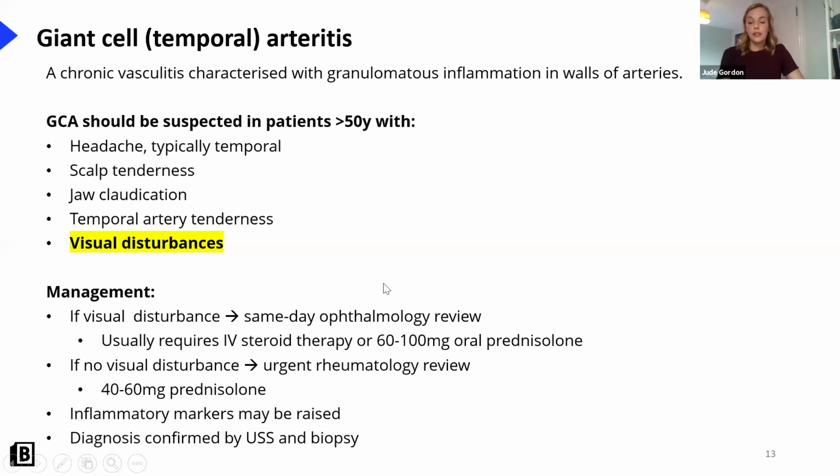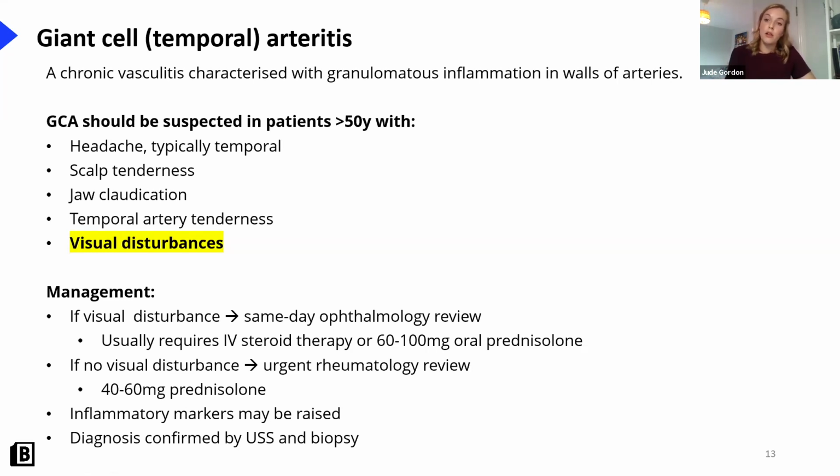So the management is similar in the sense that it's steroids, but at much higher doses than for PMR. If there's already visual disturbance, the ophthalmologists often use intravenous steroid therapy, or if not, very high dose oral steroids, typically 60 to 100 milligrams. That's a lot higher than the 15 milligrams we were talking about before with polymyalgia. Typically, if there's no visual disturbance yet, it's still quite a high dose, but not as high, and 40 to 60 milligrams of prednisolone would be started.